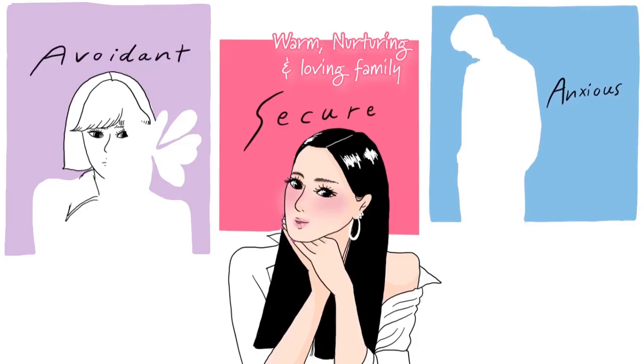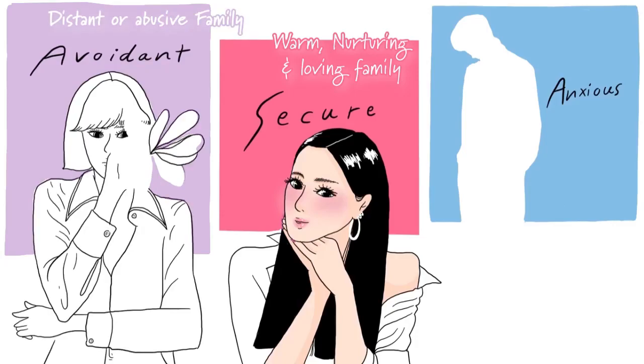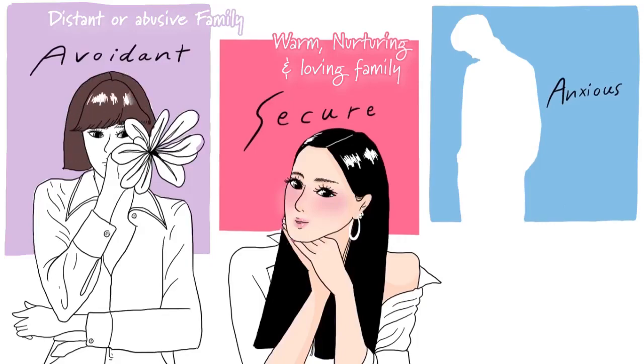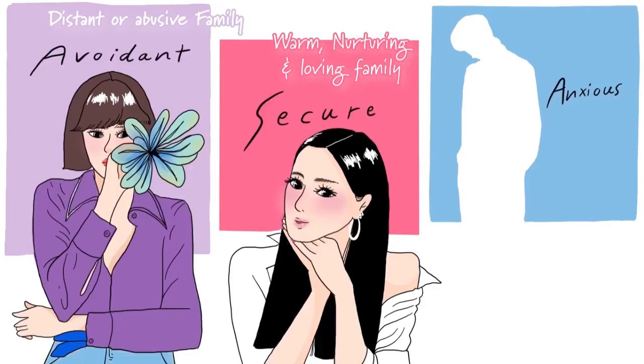Jane's the avoidant type. Jane grew up with a family that was distant, either physically, emotionally, or both. In some cases, the family of the avoidant types can also be abusive. When Jane got older, she closed herself off to love and relationships because deep down she was always afraid of getting hurt. But she strongly believes that she doesn't need anyone.